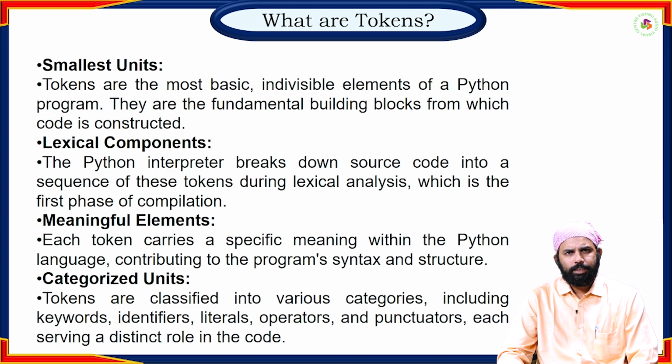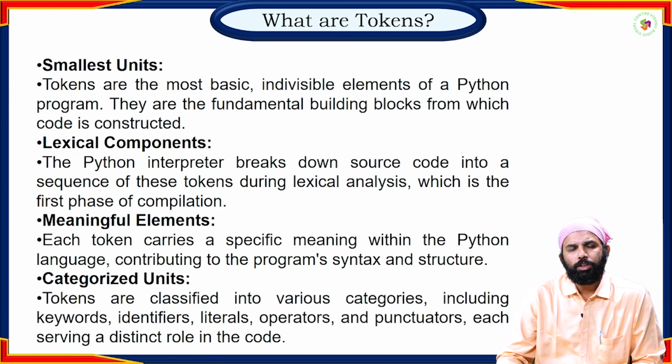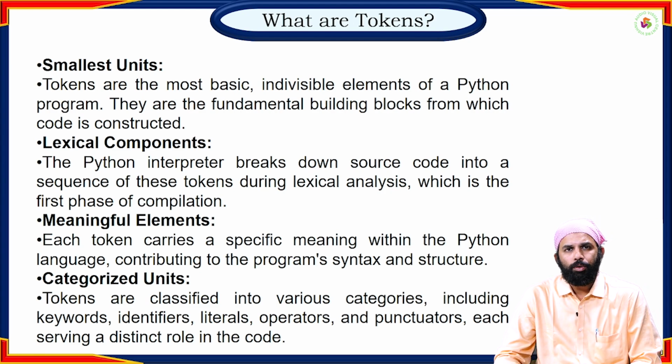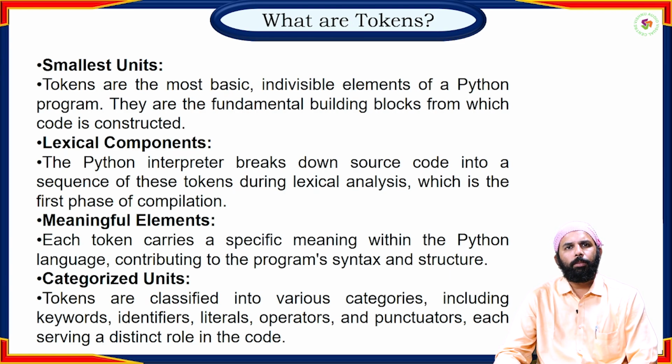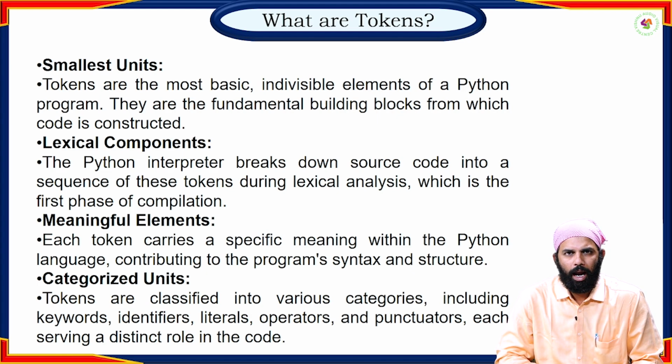They are the basic lexical components. The Python interpreter breaks down source code into a sequence of these tokens during lexical analysis, which is the first phase of compilation. During the compilation of any code in any programming language, the whole program is divided into small chunks of units, the lexical analyzing units called tokens. Lexical analysis is the first phase of compilation, which bifurcates the valid tokens from the invalid tokens, and reports the syntax errors in the code.